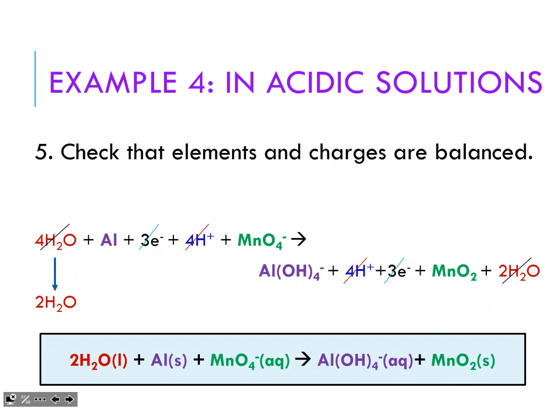And yes, at this point, this is when you would put back in the phases. So liquid for water, solid for the aluminum, aqueous for the permanganate, aqueous for the aluminum complex ion, and solid for the MnO2. That's when you would stick them back in at the end, so you're not wasting your time rewriting it over and over again.